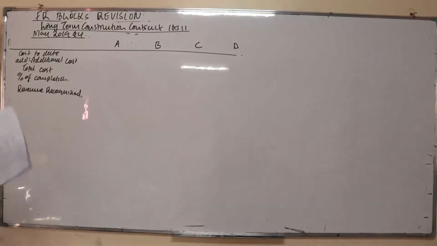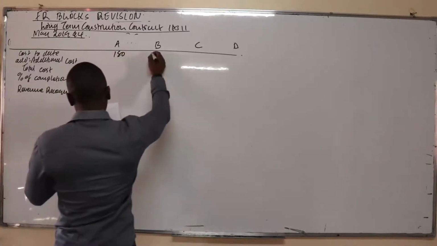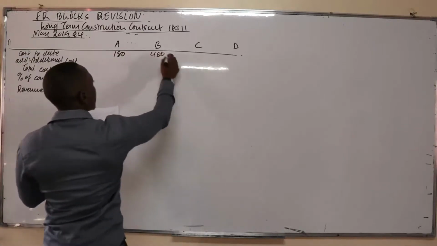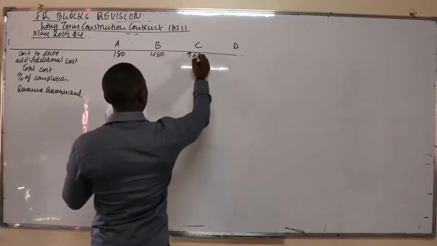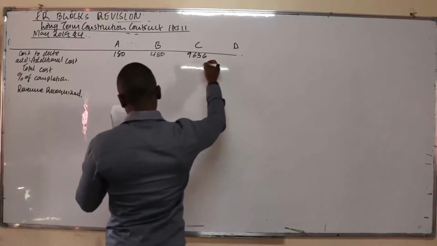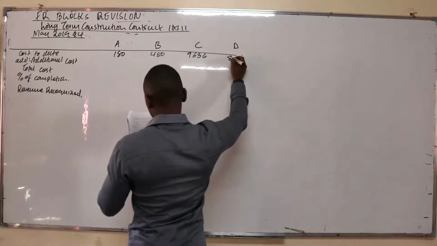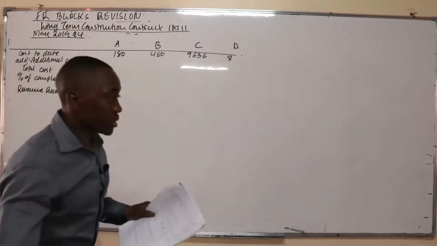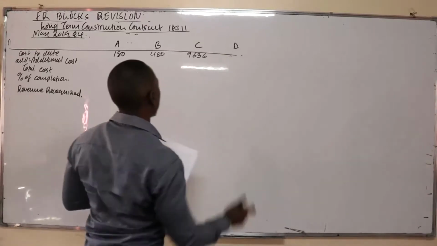So cost to date for A, we had 180. B, we have 480. C, we have 963.6. And D, we have 840. Sorry, that's 963.6. This is that 963.6.